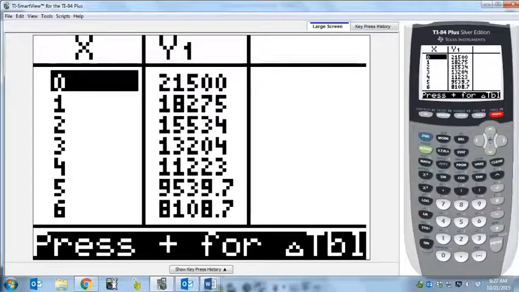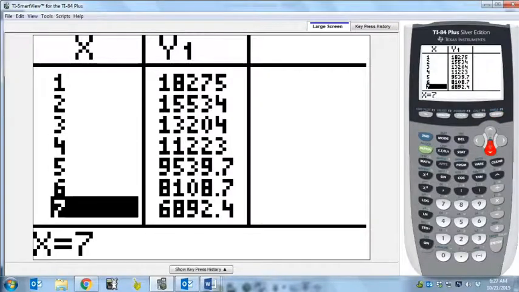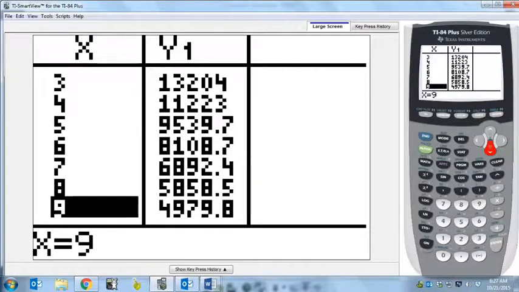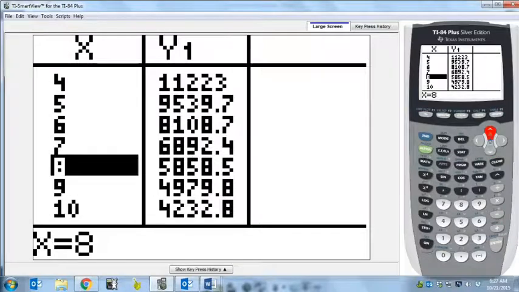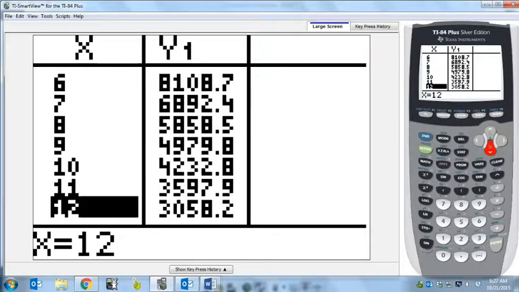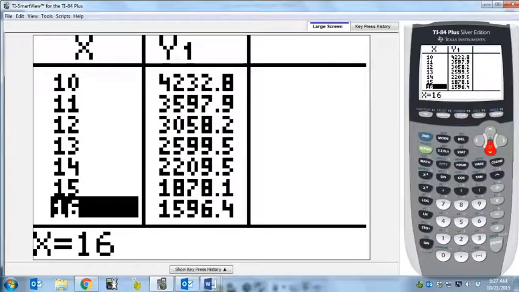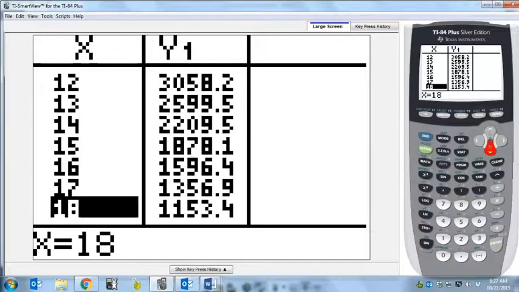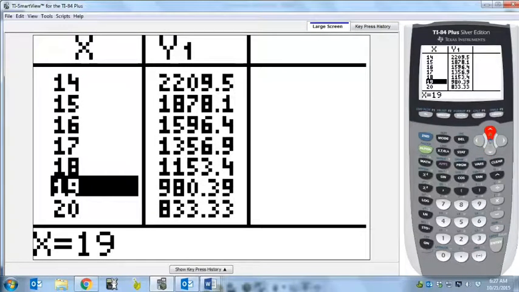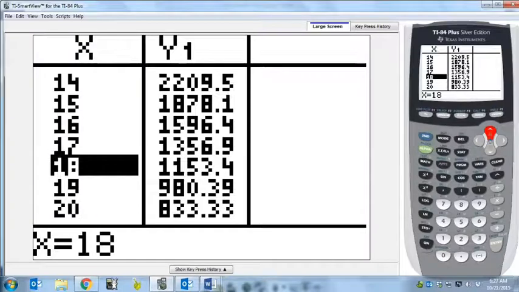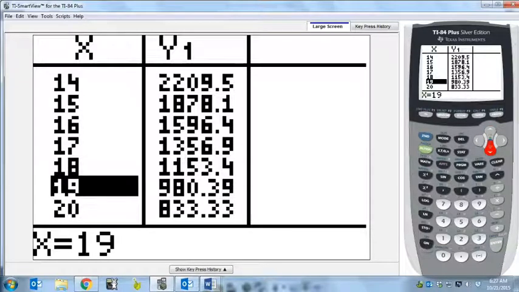So if you look at these values, at 0, it's at 21,500. That should make sense to you. That's our starting value. And if we scroll down by the year, so there's year 8, by the way. We already calculated that one. When does it become less than $1,000? Keep going. Aha. Looks like the 19th year.